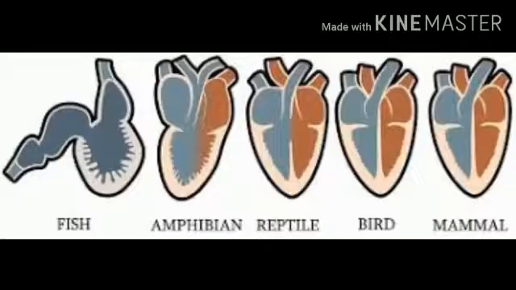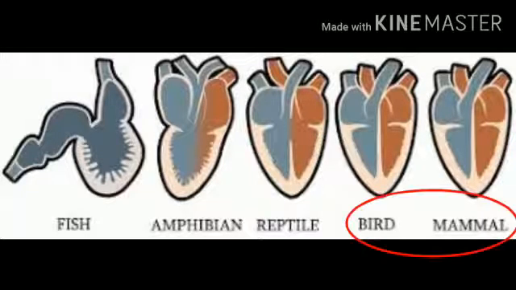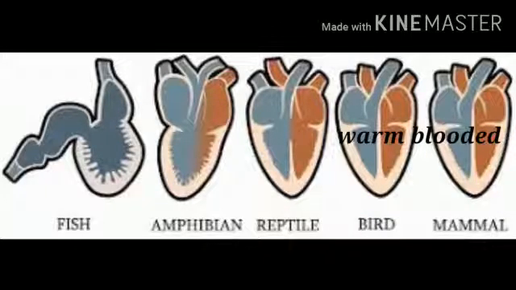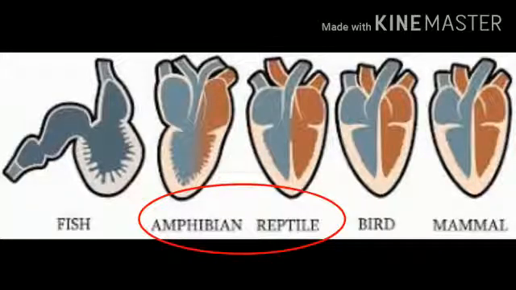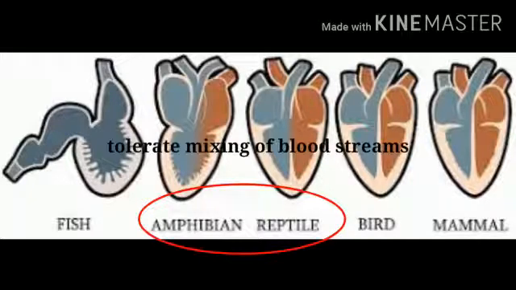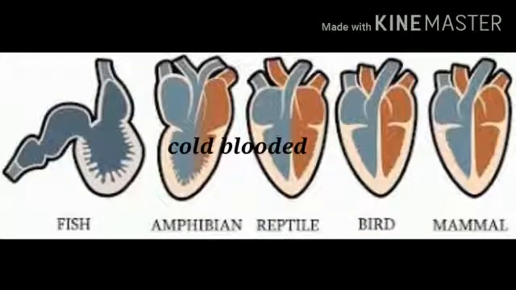This is useful in animals that have high energy needs, such as birds and mammals, which constantly use energy to maintain their body temperature. These animals are warm-blooded animals. In animals that do not need energy for this purpose, the body temperature depends on the temperature in the environment. Such animals like amphibians or many reptiles have three-chambered hearts and tolerate some mixing of the oxygenated and deoxygenated blood streams. These types of animals are called cold-blooded animals.